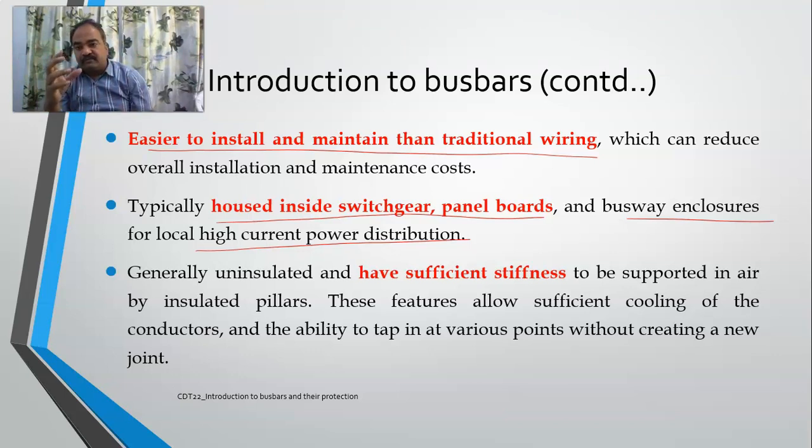So normally they have sufficient strength and stiffness such that they can be supported in air with the help of insulated pillars. This particular property helps allow sufficient cooling of the conductors because they will be long enough and supported in air. So you will have natural air cooling. And once again I am repeating, they will be carrying currents of hundreds of amperes, which means a large amount of power will be dissipated at that point, right? So air cooling will be provided. And the ability to tap in at various points without creating a new joint, that is the biggest advantage.